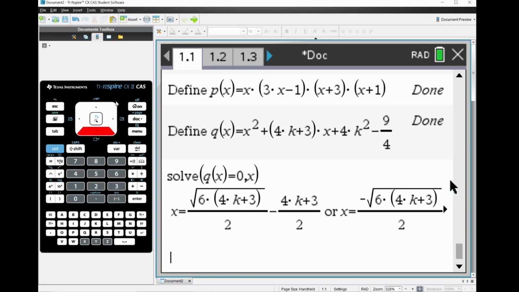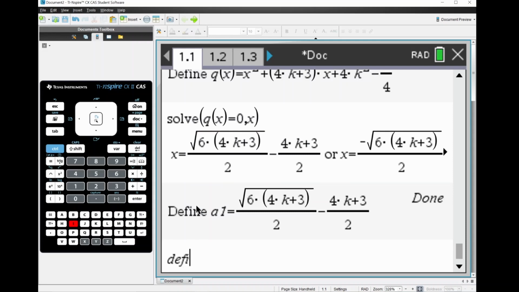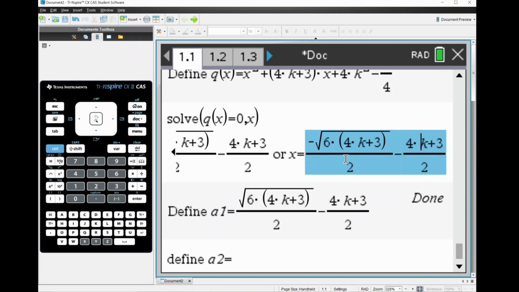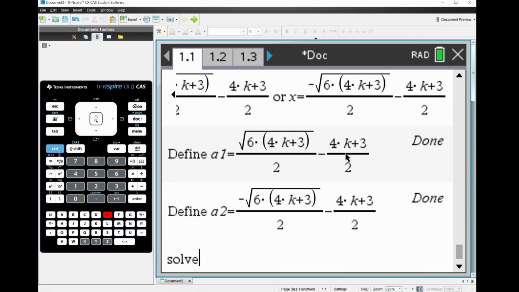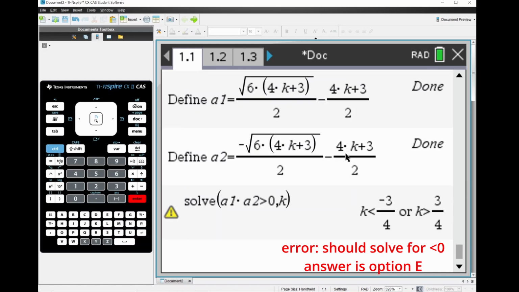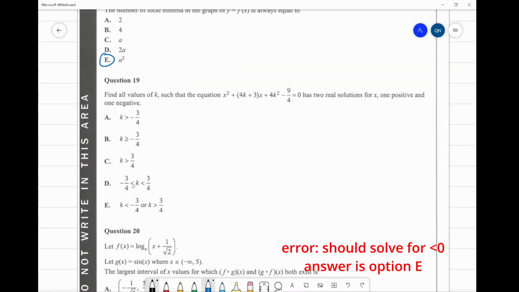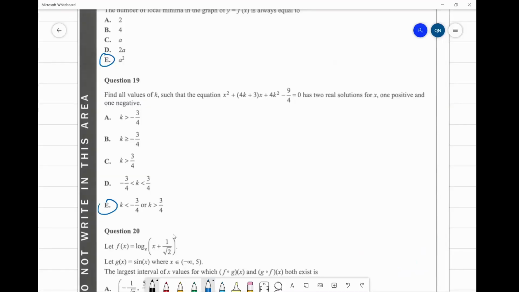And what I'm going to do is define a1 as this first solution over here. So grab all of that, and I'm going to define a2 equals the second solution, so I'm going to grab all of this stuff over here. Okay, and I'm just going to solve when a1 times a2 is greater than 0 with respect to k. So k is less than -3/4, or k is greater than 3/4. So it has to be option E. Option E.